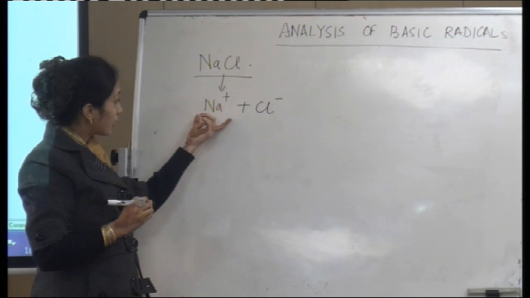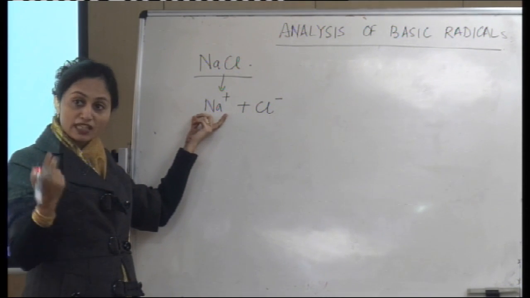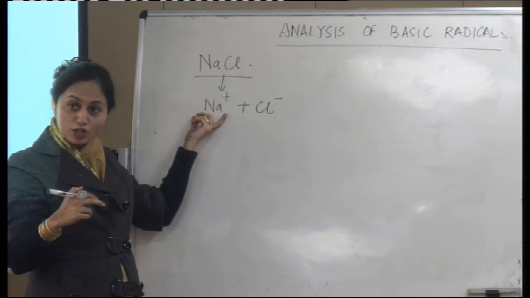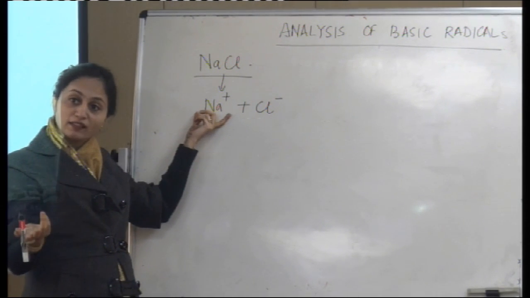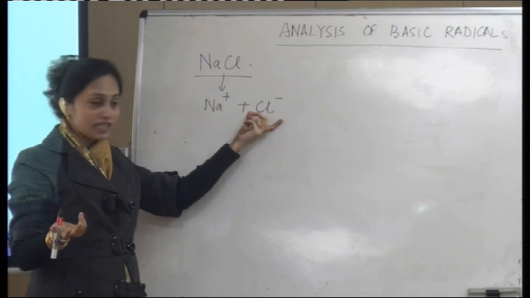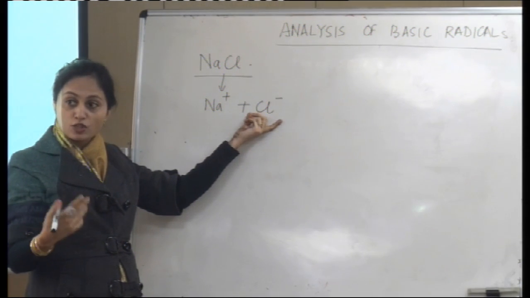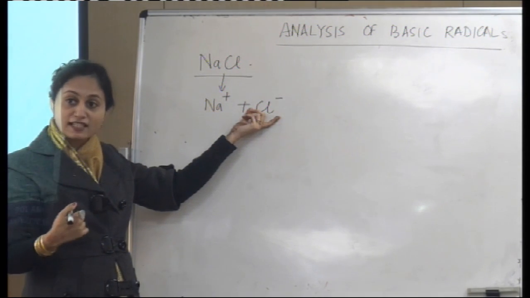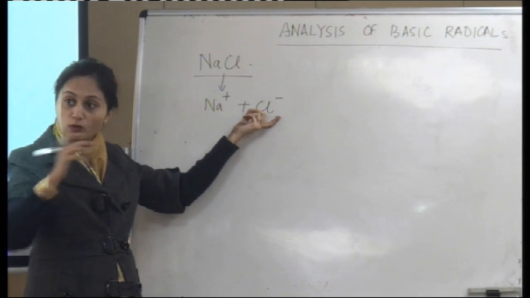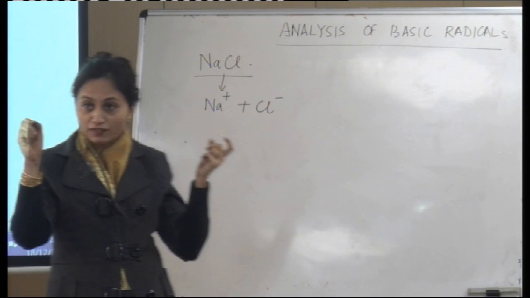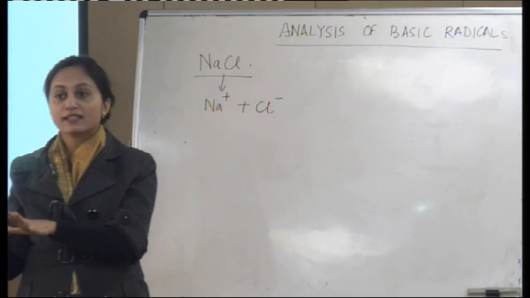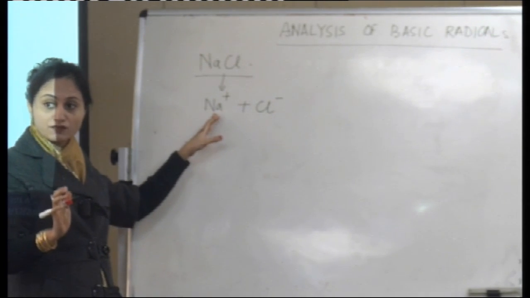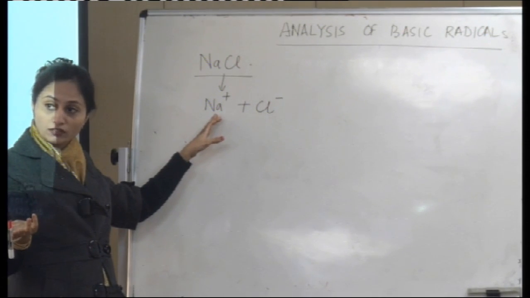Now in this, Na plus is coming from the base. So we call all the positive ones the basic radicals, and your Cl minus is coming from the acid. Since your anions are generally coming from the acid contribution, whatever anions we have with a negative charge are taken as a part of your acidic radicals, and whatever cations we have with a positive charge are taken as a part of your basic radicals.